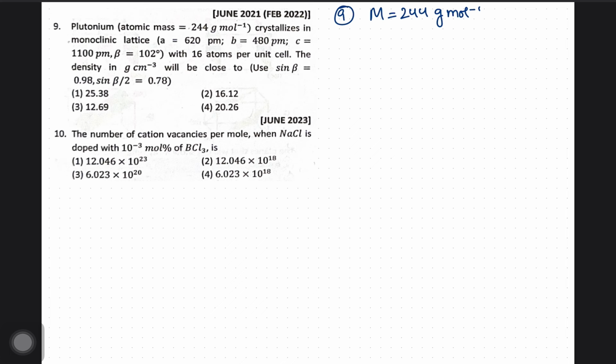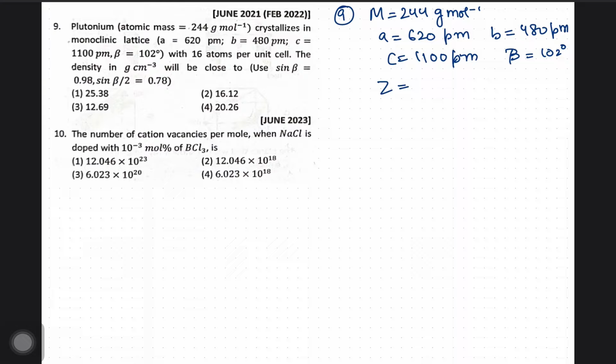Okay, the dimensions are given: A is this much, B is 480 picometer and C is 1100 picometer, with an angle of 120 degrees. Here Z is 16 atoms per unit cell. The density will be close. Now see, for density we'll use the same formula, Z M upon N A times volume.